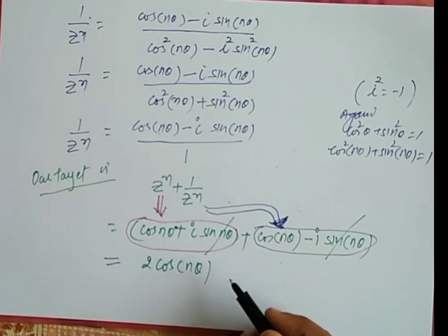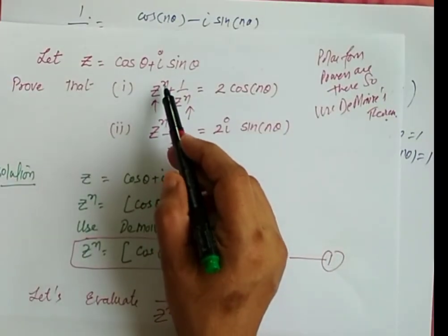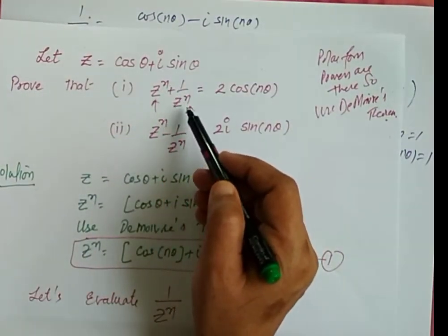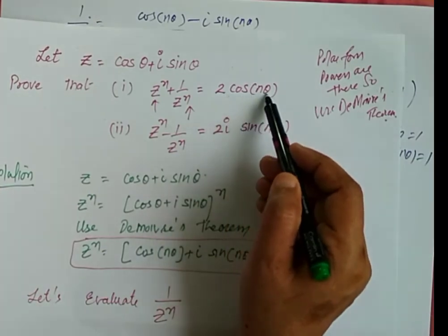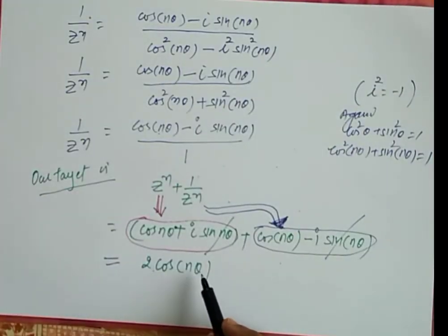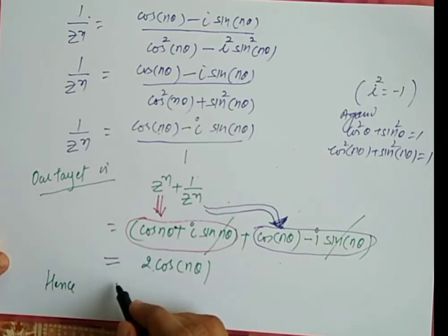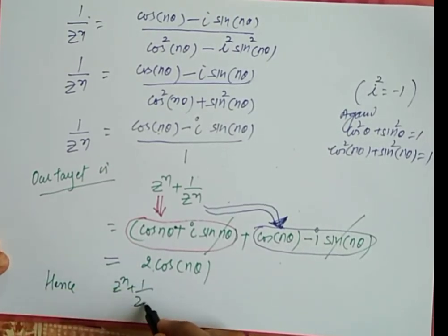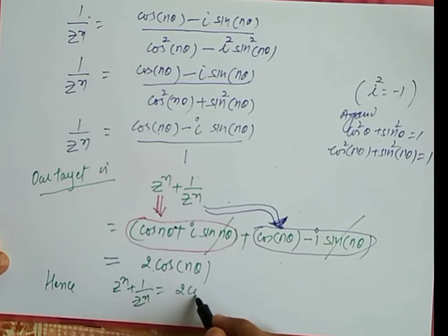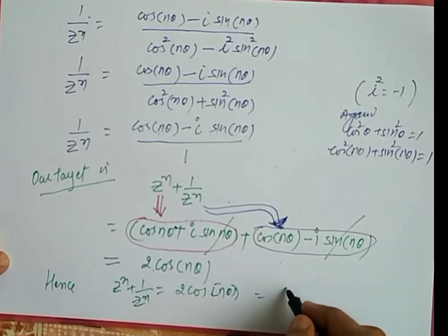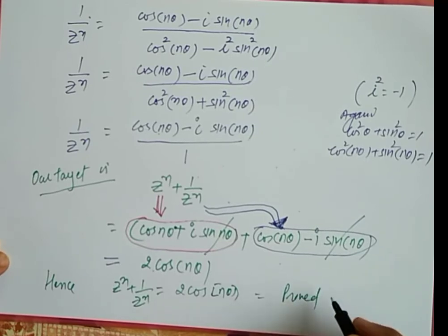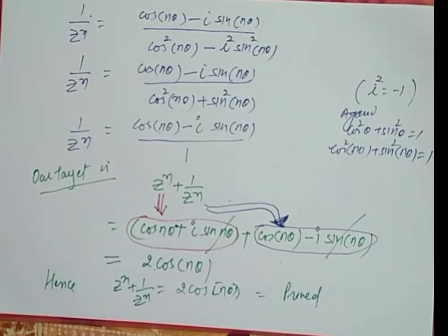This is what was asked in the question, that z raised to power n plus 1 upon z raised to power n must be equal to 2 cos of n theta. Hence z raised to power n plus 1 upon z raised to power n is equal to 2 cos of n theta, proved. Okay, so this part is completed.